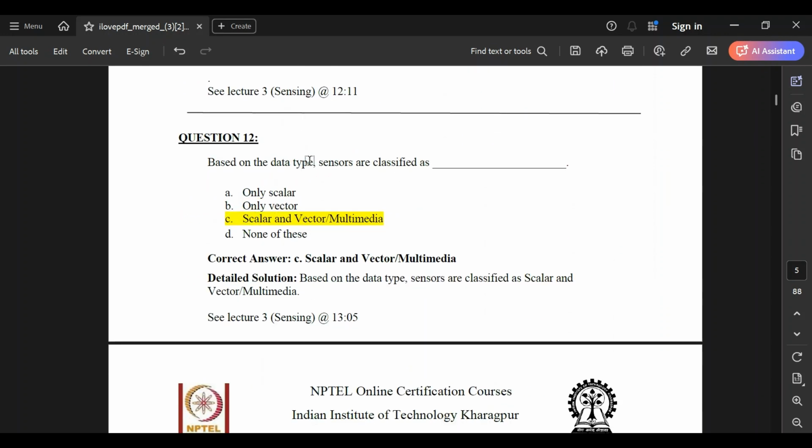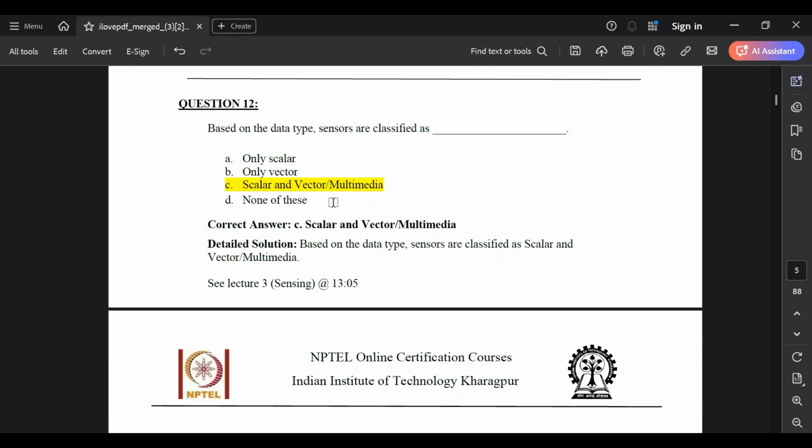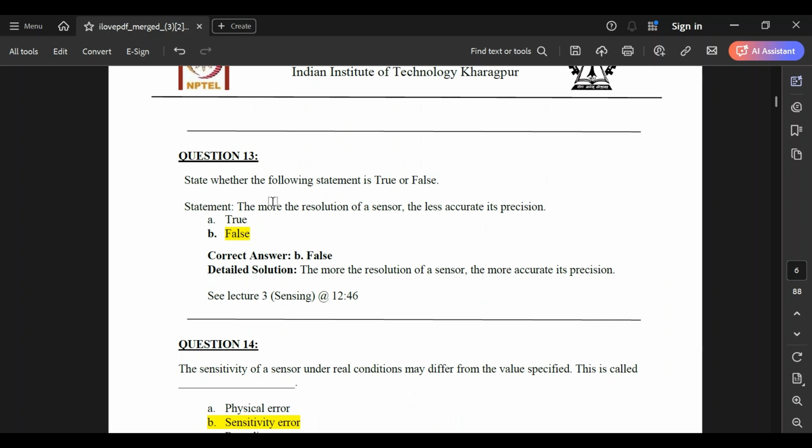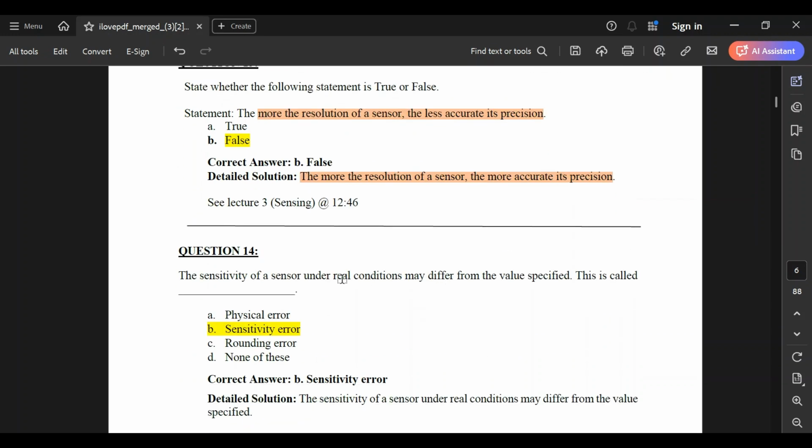So this is the always asked question, like scalar and vector, and this can be asked in the fill in the blanks. This can be asked in multiple. Sorry, in true or false. So remember this. And the more the resolution of sensor, the lesser accurate the precision is. This is false. You can see the more the resolution of the sensor, the more accurate its precision. So this is the answer.